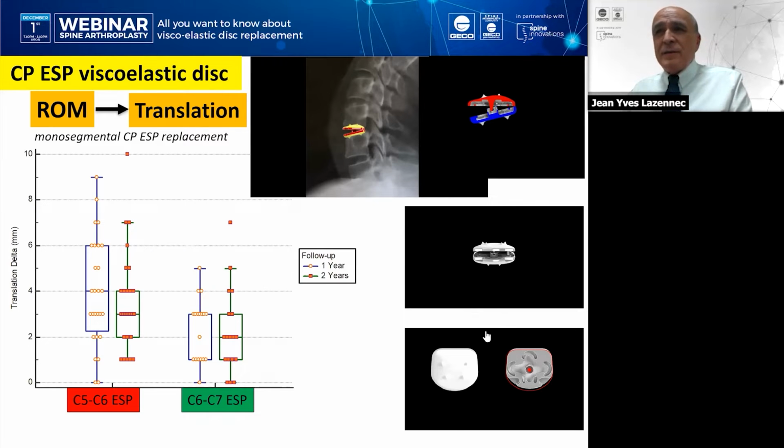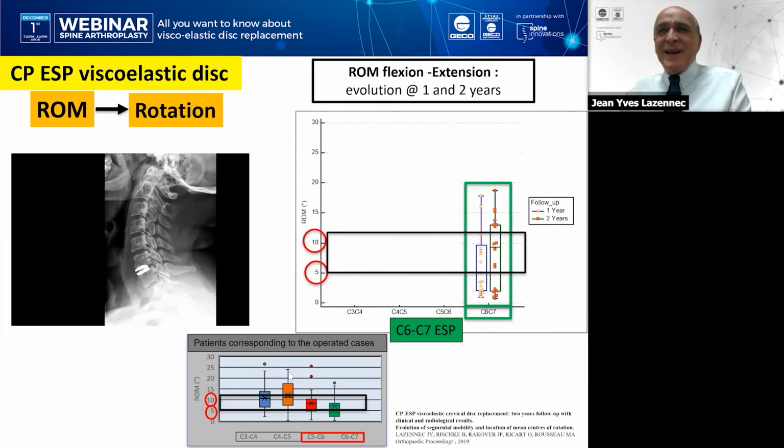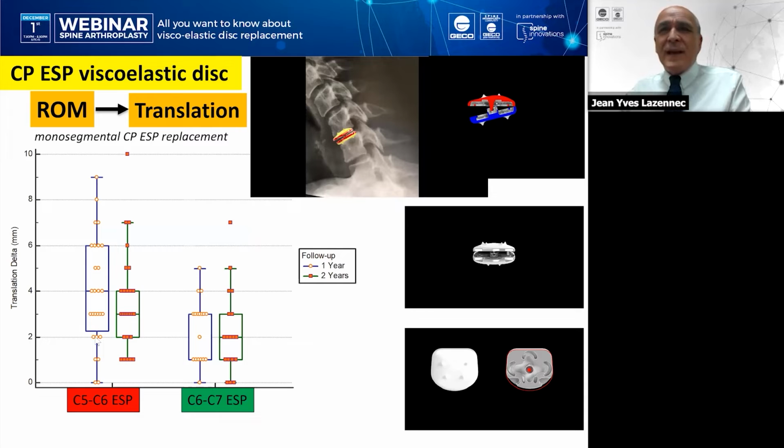Regarding translation, you see on this graph, I hope the video will work, but I'm not sure. You see on this graph that the range of translation is about 2 millimeters for C6, C7, and a little bit more for C5, C6. What about the limitation of translation? You know that we have a limiter inside of the CP-ESP. It explains the limitation of translation.